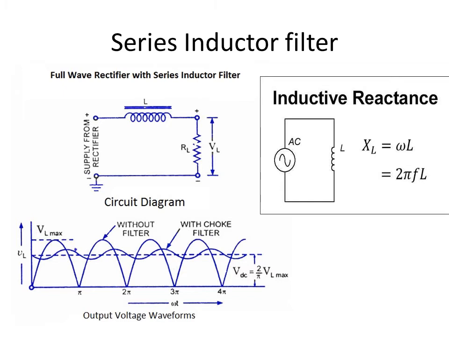Now we will examine this diagram. We have got the output from a full wave rectifier which is fluctuating, and it is flowing through the inductor circuit.